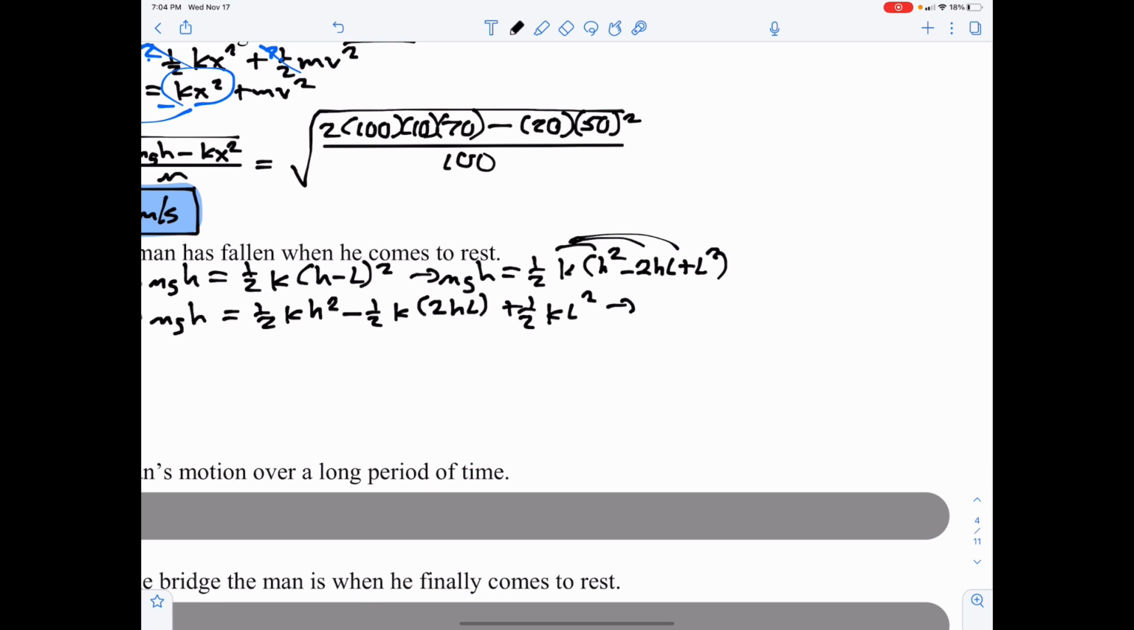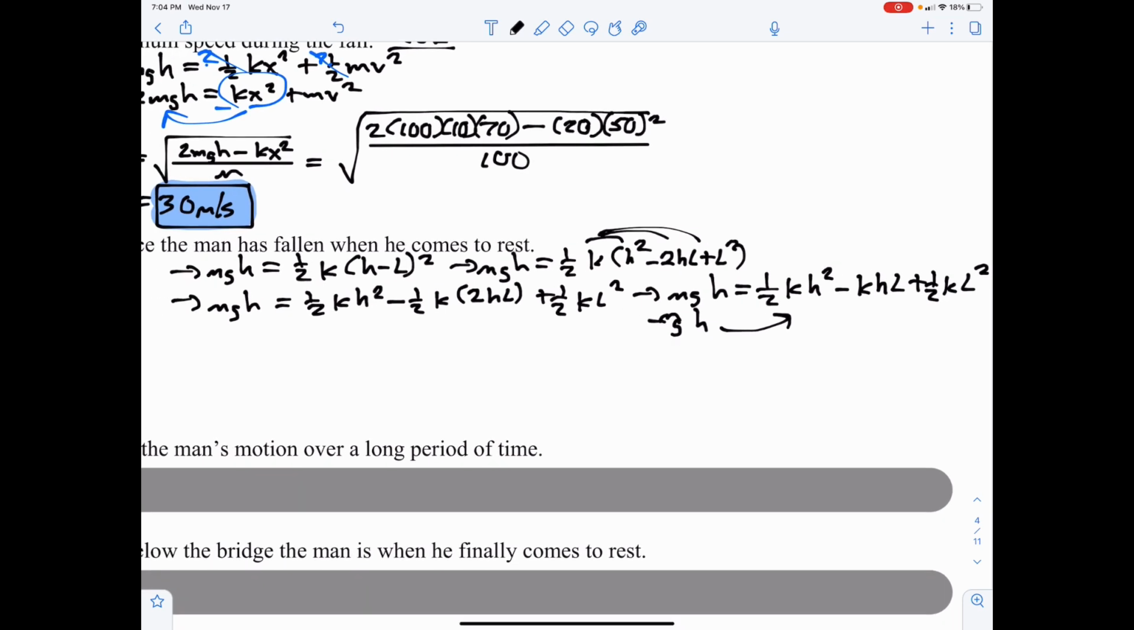Okay, well, this becomes mgh equals 1/2 kh squared minus khl plus 1/2 kl squared. I'm going to go ahead and subtract the mgh over to this side here.